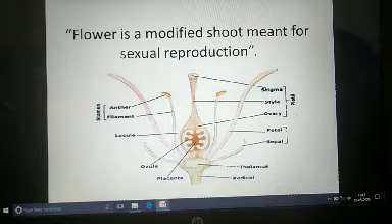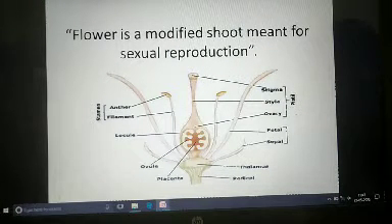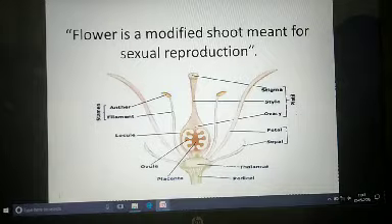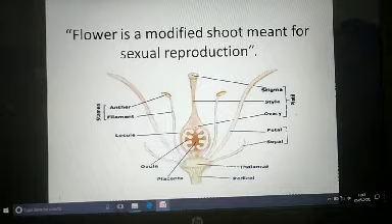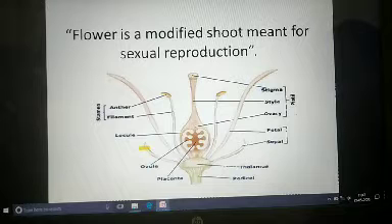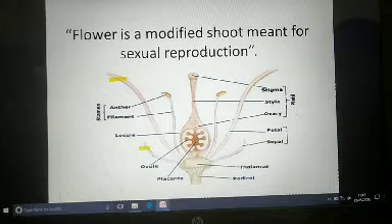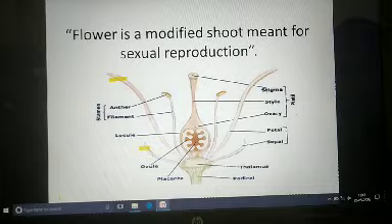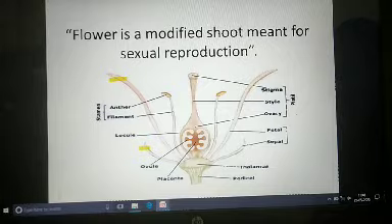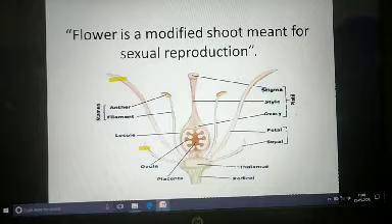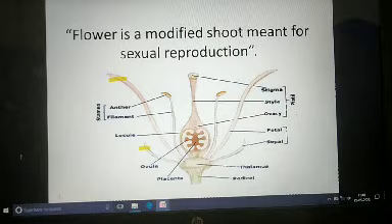Now let us understand the parts of the flower. A flower is made up of four parts: calyx, corolla, androecium and gynoecium. So the first whorl of the flower is called calyx. Calyx is composed of sepals. The second whorl of the flower is called corolla. Corolla is composed of petals.